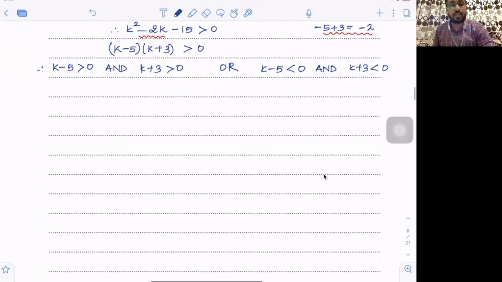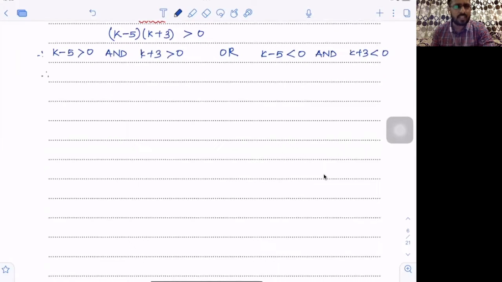So k minus 5 is greater than 0 and at the same time k plus 3 should also be greater than 0. Only then the product of these two terms is going to be greater than 0. So k minus 5 greater than 0 gives me k is greater than 5, and at the same time k should be greater than minus 3.